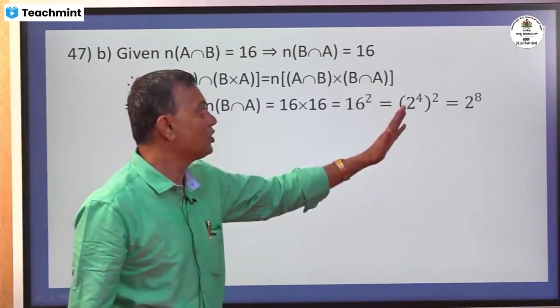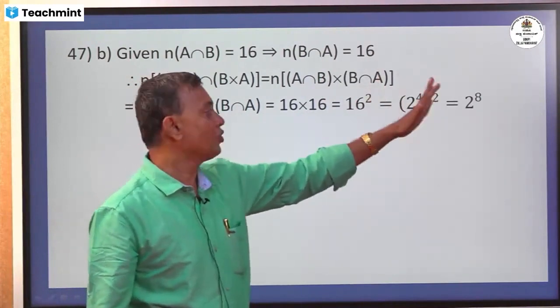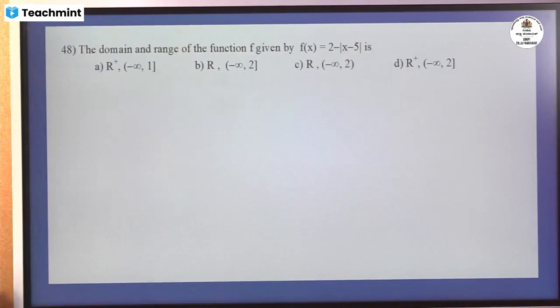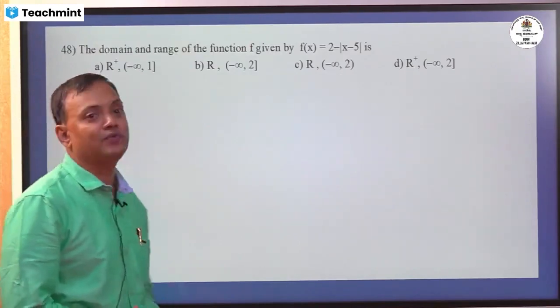So 2 to the power 4 whole square, or 2 to the power 8. So the answer is B. Next question, the domain and range of the function f given by.